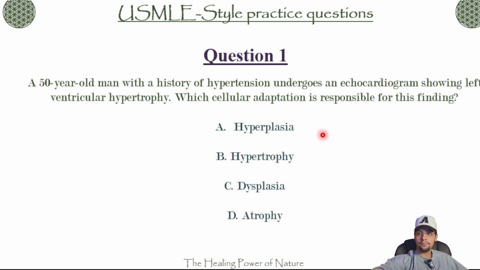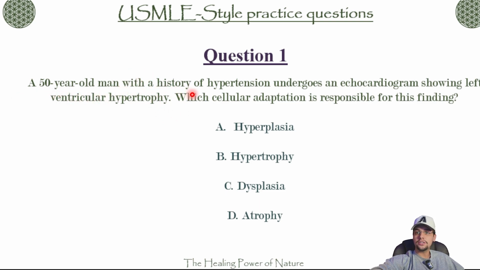So like we learned today, hyperplasia is the increase in the number of cells. Hypertrophy is the increase in the size of cells. Dysplasia, remember dys is bad, plasia growth, so bad growth, or atrophy. While we didn't talk about this today, atrophy, A means without, trophy, like we learned, what does it mean? Trophy meaning growth, so without growth. Okay, so let's go ahead and look for what cellular adaptation is responsible for this finding. What's the finding? Let's go ahead and find out.